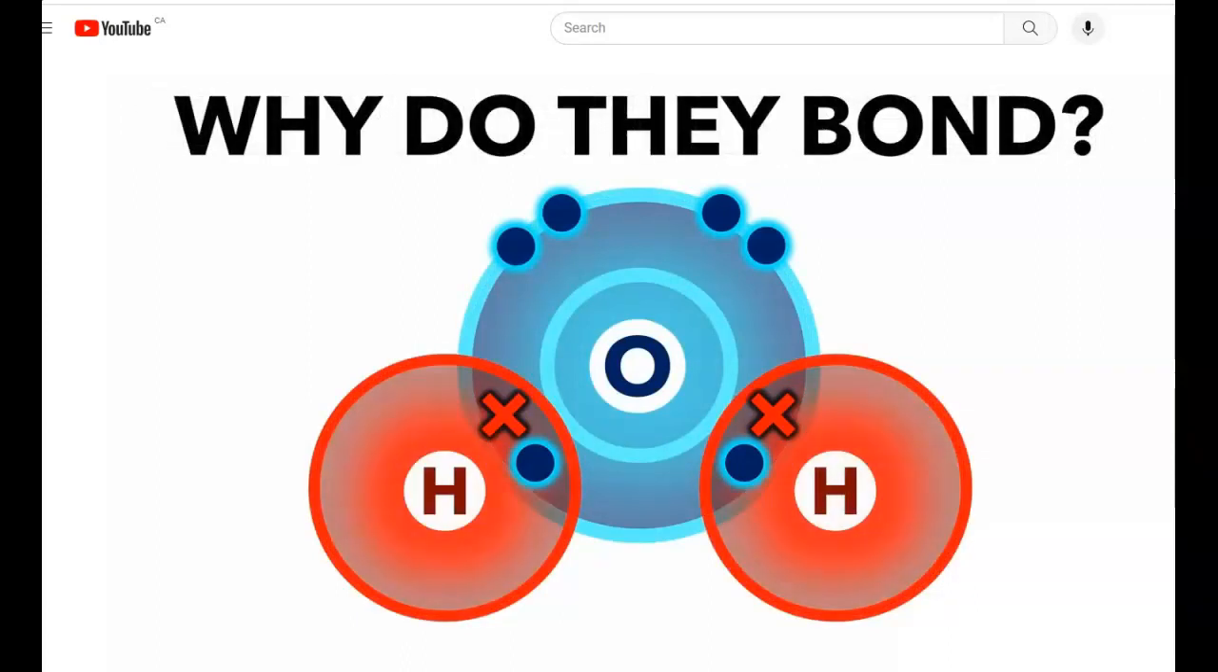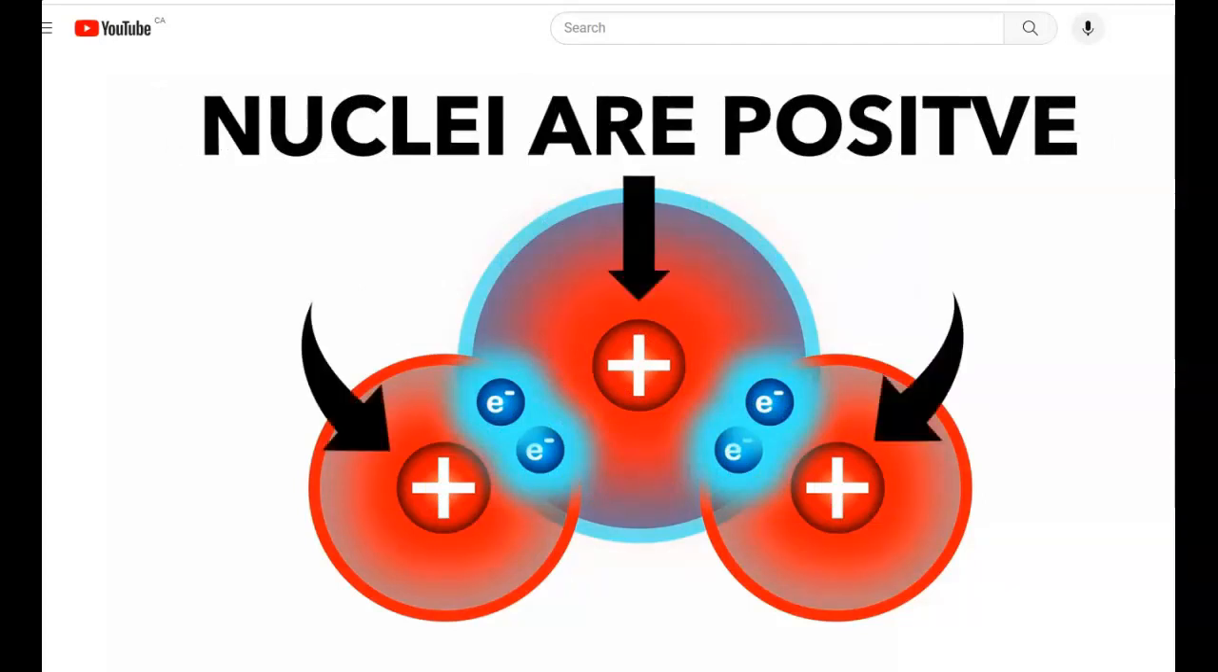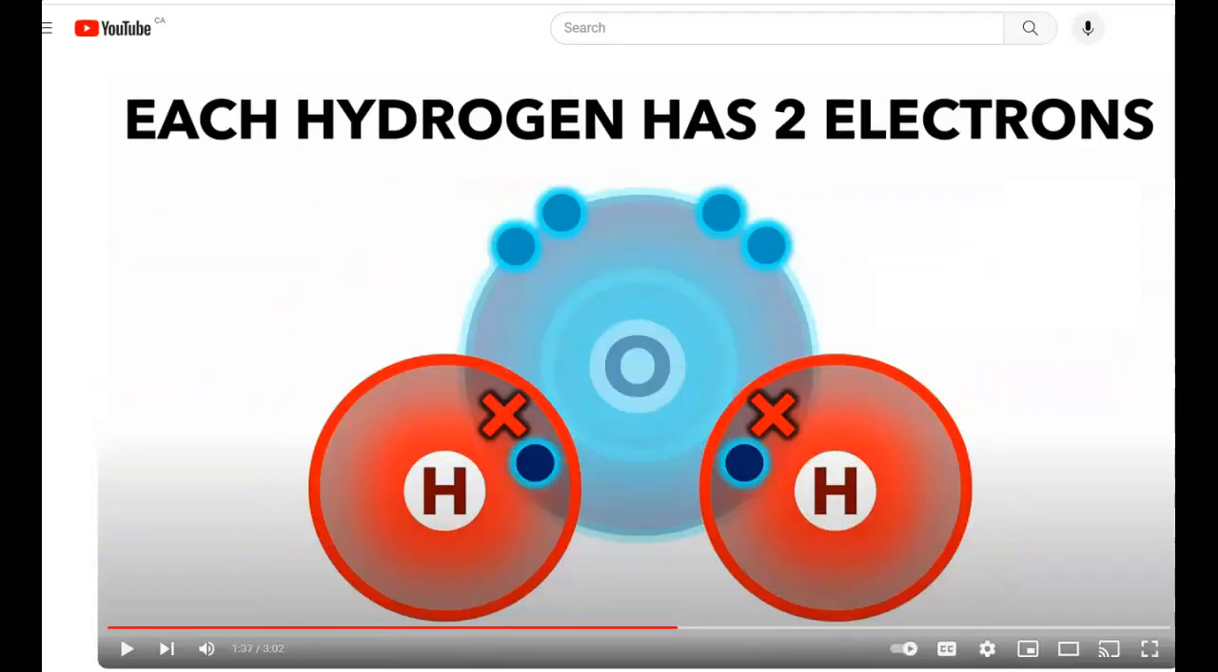So where does the bond come from? The shared pairs of electrons are negative, and the nuclei of all atoms are positive. The attraction between them is the covalent bond. Good, and it's this sharing that creates the covalent bond. So think cooperating, covalent together. Now, we will look at the next bit when we talk about water.